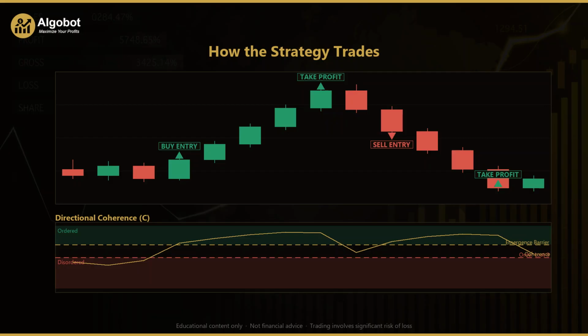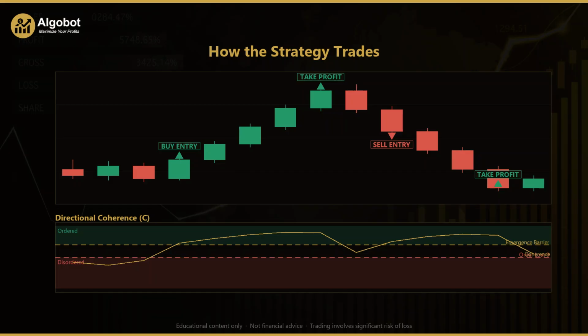It's worth noticing what the strategy never did. It never tried to pick the exact top or bottom. It never faded the move or guessed at a reversal. It waited for the market to reveal a coherent direction, measured by that alternation count, and then went along with it for as long as the order held. And had coherence collapsed back below the 0 line while a position was open, the strategy would have cut that trade early rather than waiting for the stop, on the logic that a run which loses its coherence has spent its directional energy.